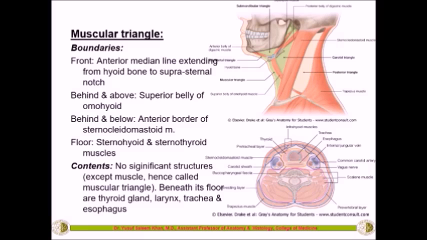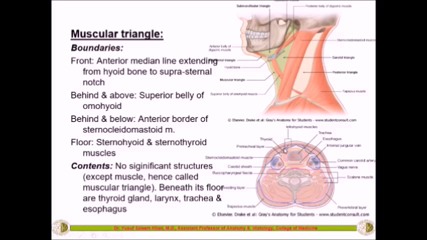So these are the boundaries of the triangle, and the contents are, as the name indicates, muscular. So the main contents here will be the muscles, the infrahyoid muscles. So that's why it is called the muscular triangle. Okay, so all the infrahyoid muscles, like the sternohyoid, sternothyroid, all those muscles which you can see in here, will form the contents of this triangle. There are no important significant structures here, except if we go deep inside, then we can trace the thyroid gland, as well as the trachea, the esophagus. All the structures can be traced when we go deep inside.